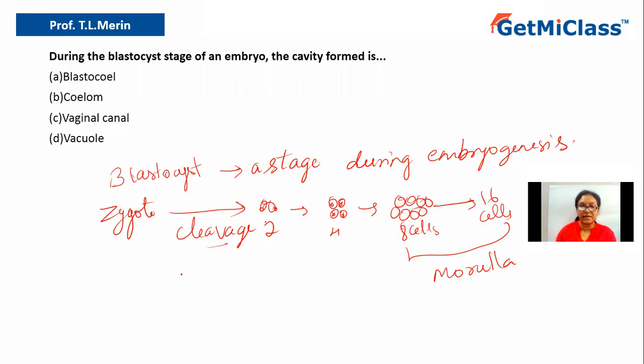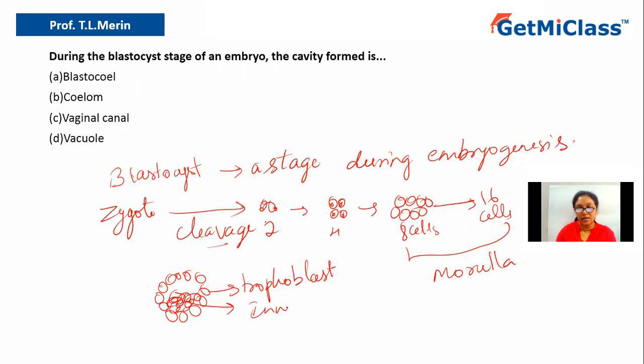Then there is a rearrangement of the cells where the entire structure of the mass of the embryo changes. It forms an outer layer called the trophoblast, which happens after the morula stage, and an inner mass of cells called the inner cell mass. This is nothing but the embryoblast, since the embryo will form from this only. Embryonic stem cells are present in it. So this is the embryoblast, and here you have the trophoblast.